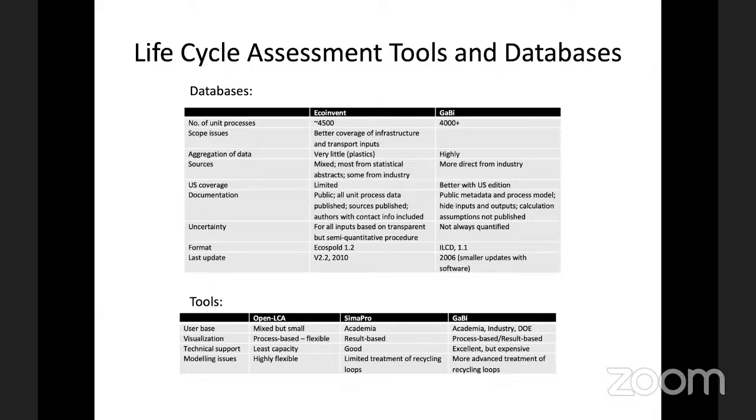So, life cycle assessment tools and databases. There are tools for life cycle assessment, and there are databases that can be utilized. The two databases that I mentioned here are some of the most widely available databases, EcoInvent and GaBi. EcoInvent has about 4,500 unit processes. GaBi has more than 4,000 processes.